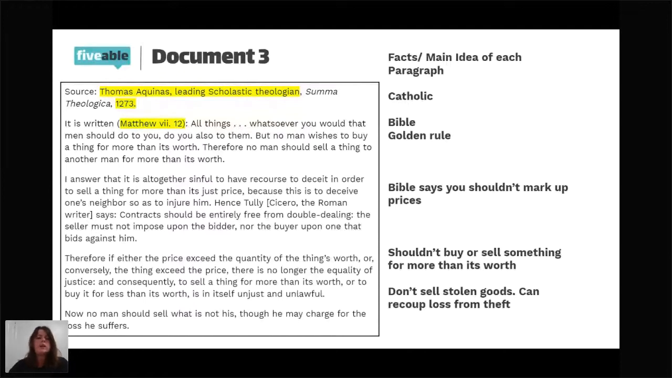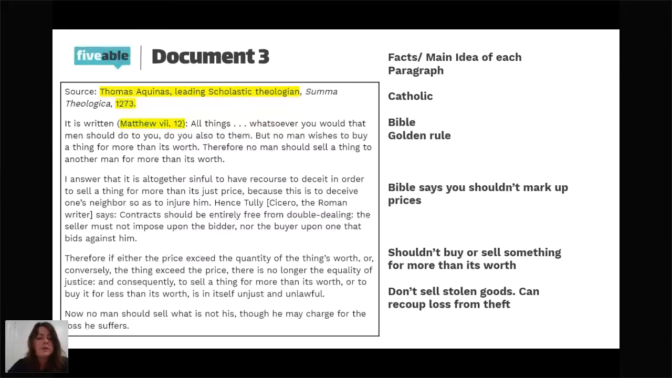Okay, so this was kind of a long one. What I did here was, it didn't quite line up, but for my facts, I'm just putting the main ideas found in the paragraph. So my sourcing, I've got he's Catholic. And then this paragraph, I've got the Bible and the golden rule. So let's go back and read it.